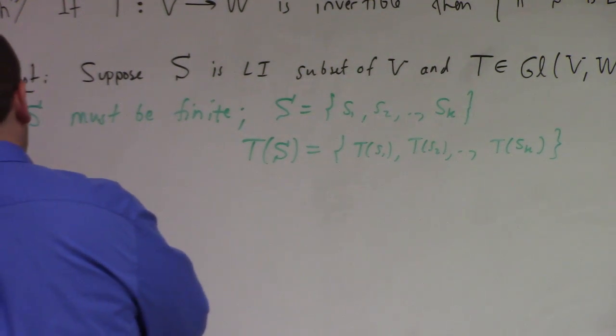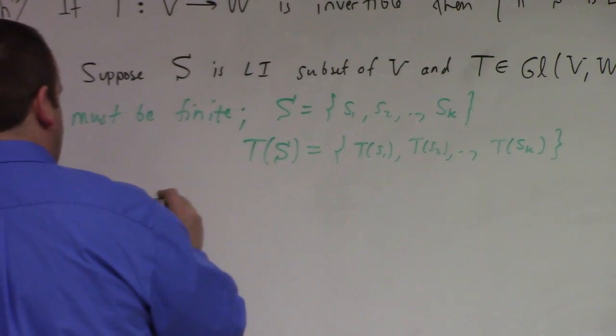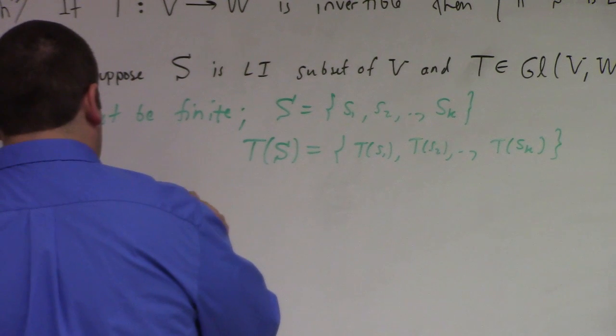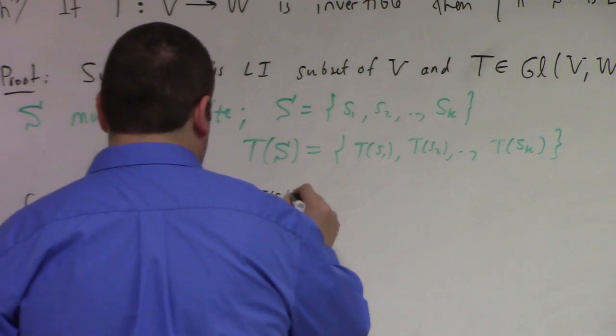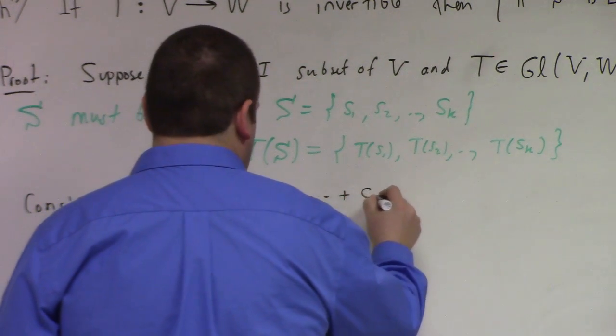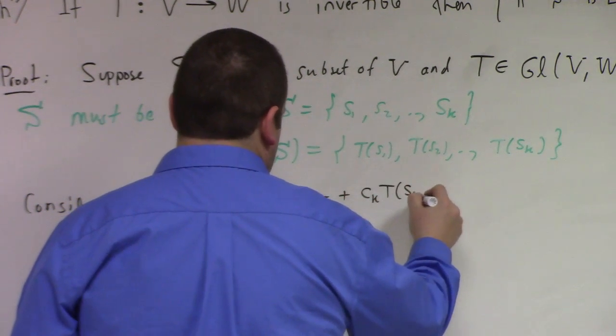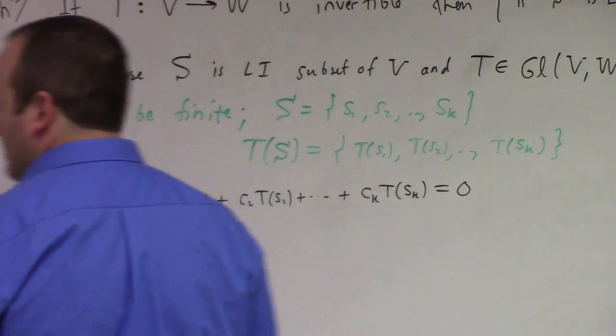Consider, I think you guys will like this argument. It's really simple. C1 T of S1 plus C2 T of S2 plus ... plus Ck T of Sk equals 0. What would we like to show here?